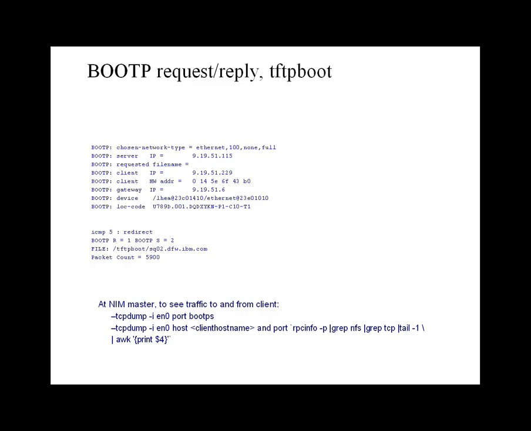You can watch the traffic at the NIM master. You can see traffic to and from the client. I like to look at port BOOTPS. I can also see all the traffic. When I get beyond BOOTP, I just look at all NFS traffic there. This is what the second tcpdump example will give you. Host, client host name, and port. That's what you're going to get out of the RPC info there, the port number for NFS. Usually 2049, but it's not always promised. So you can look at that.